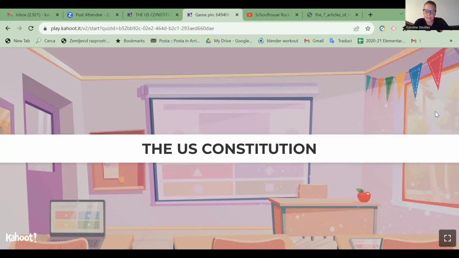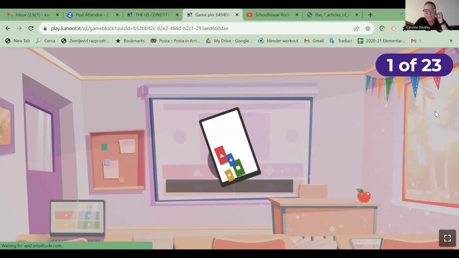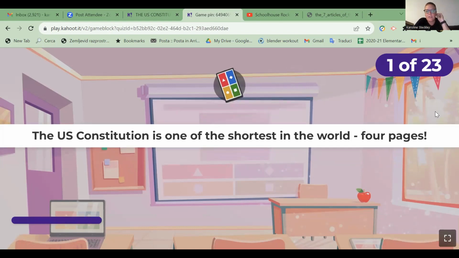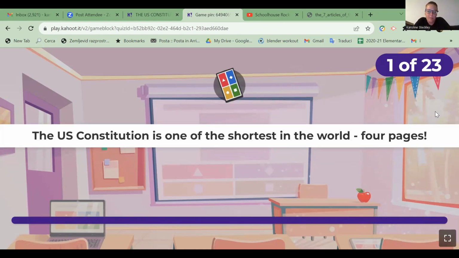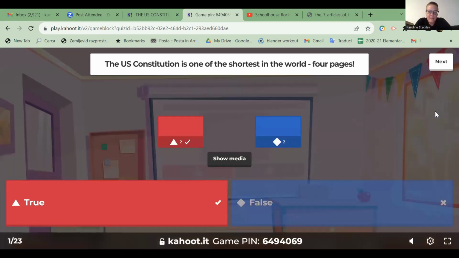U.S. Constitution. Again, we couldn't fit everything in here, but it's just for fun. Okay, so this is a quiz. The U.S. Constitution is one of the shortest in the world. 4 pages. True or false? It is true. It's only 4 pages, which I just told Johnny.